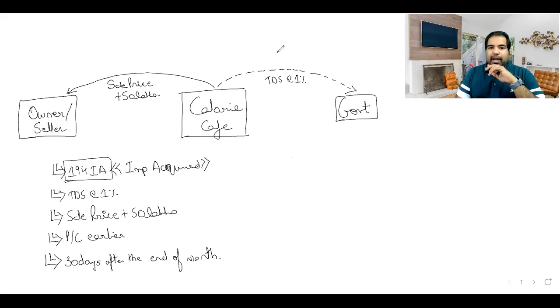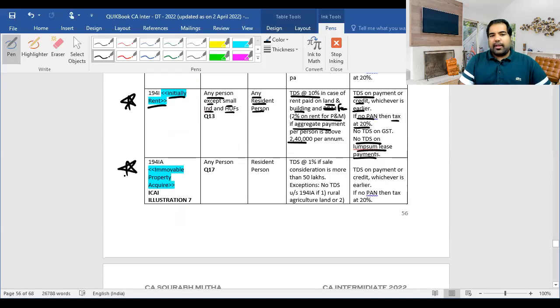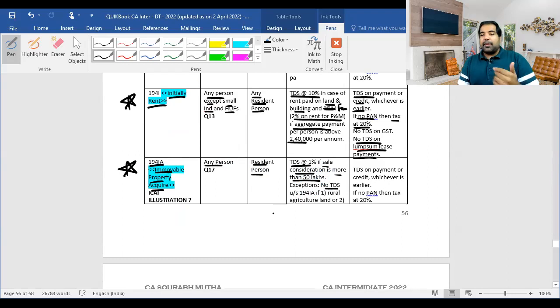Guys, this is 194IA. Let's have a look here. 194IA, immovable property you acquired. Any person making a payment to a resident person, TDS at the rate of 1% if the sale consideration is more than 50 lakh, not stamp duty value, what you're paying, guys. Exception, no TDS. Yes, I forgot to mention this, but let me tell you guys.